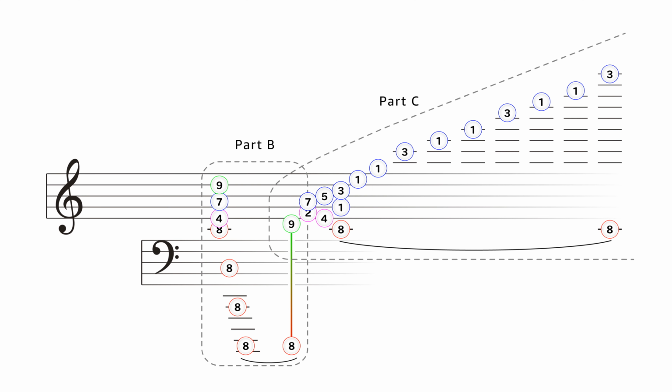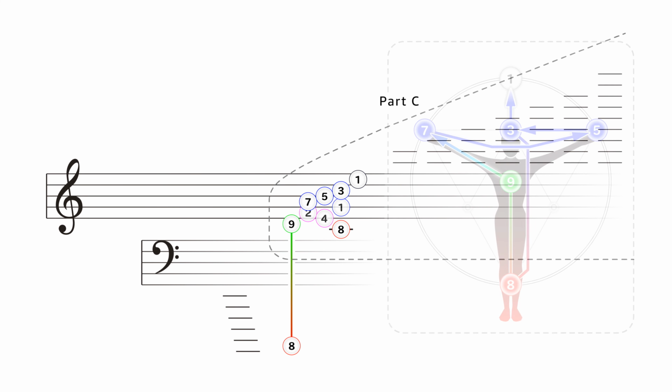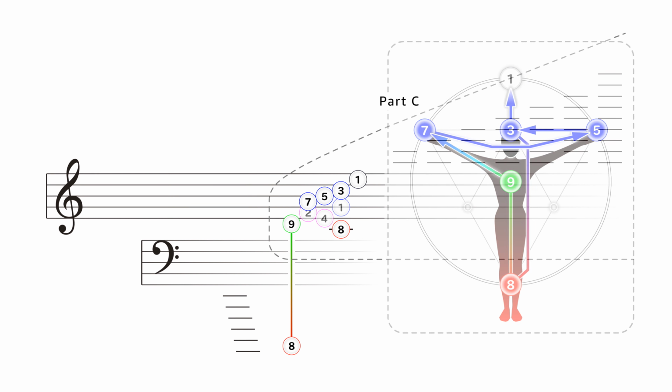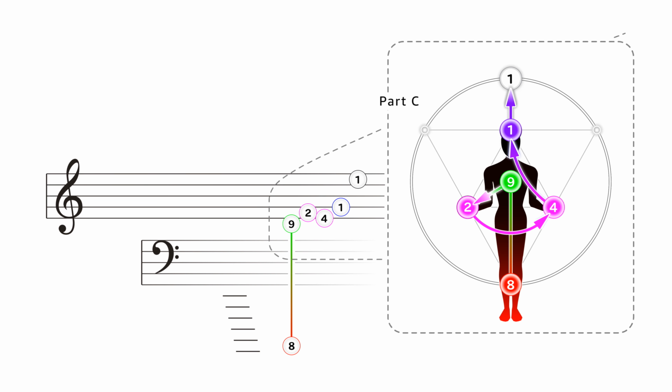Part C. The shift from part B to part C is the shift from the grounding to the ascending. In this process, the frequency of the supreme vertex increases. In the beginning of part C, two different processes are combined. One is the process from point 9 to point 7, to point 5, to point 3, and to point 1. The other process is the process from point 9 to point 2, to point 4, and point 1.